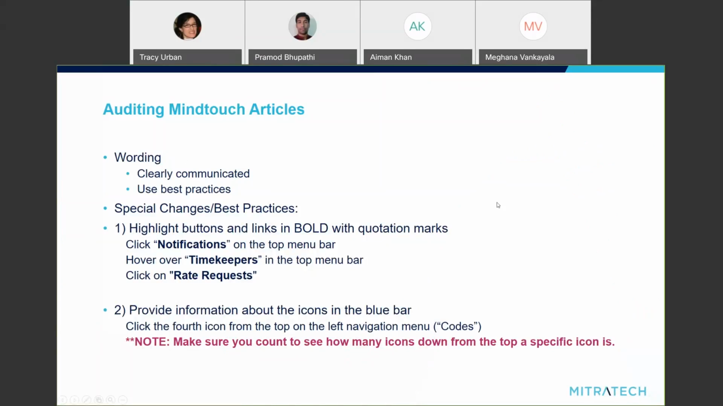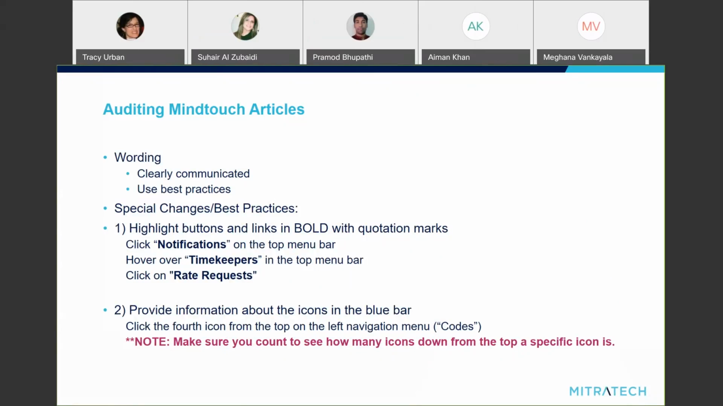So just a few tips here. We want the wording to be clear, and also we want it to use best practices. For example, some of the articles have different ways of communicating, like where to click in Collaborati. And so just as a best practice, we'd like to maybe streamline some of the ways we mention how to click in Collaborati.